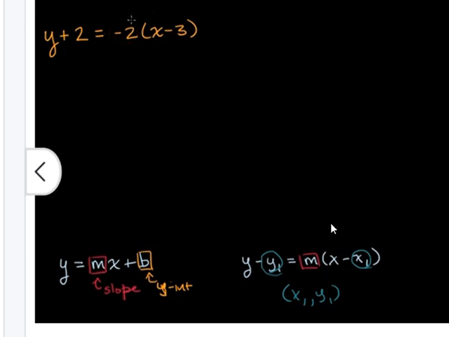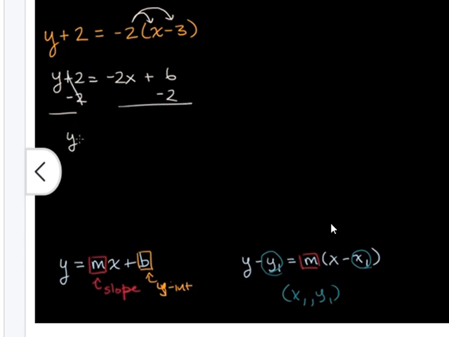So the first thing my brain wants to do is distribute this negative 2. And if I do that, I get y plus 2 is equal to negative 2x, negative 2 times negative 3, plus 6. And then I can subtract 2 from both sides. And then I get y is equal to negative 2x plus 4. And so here I am in slope-intercept form.